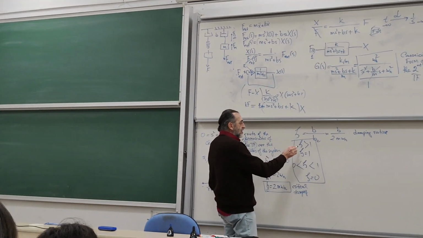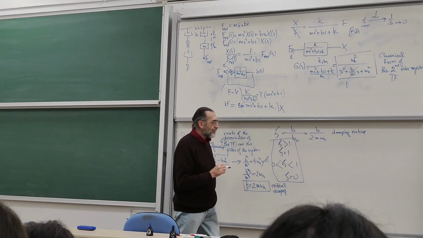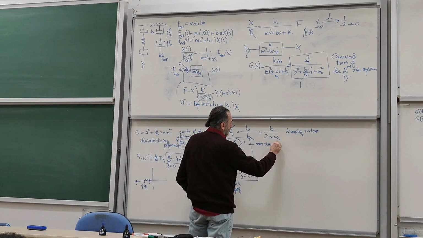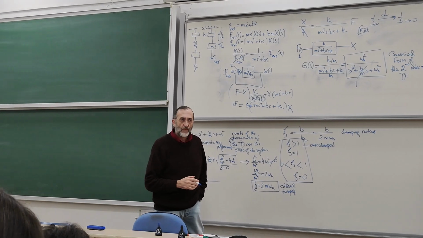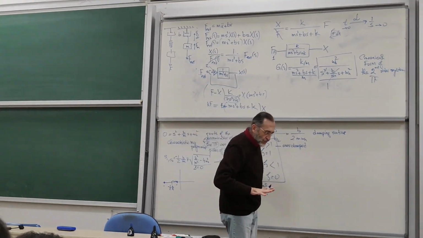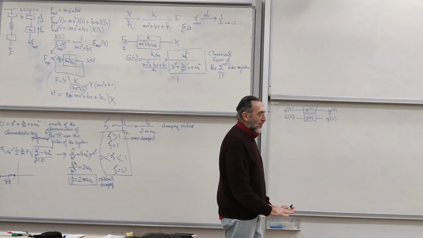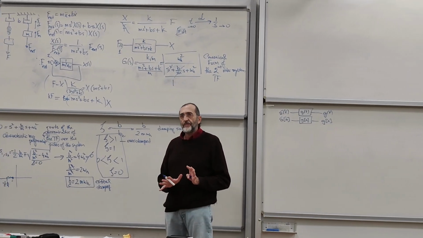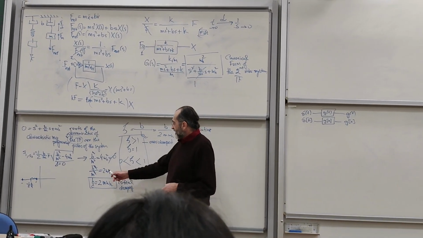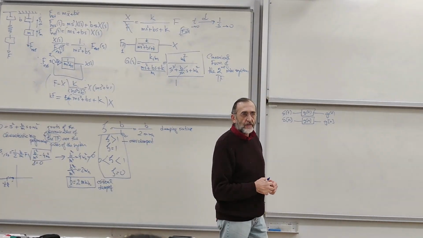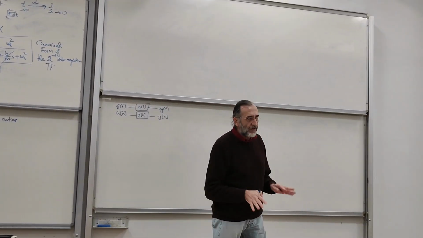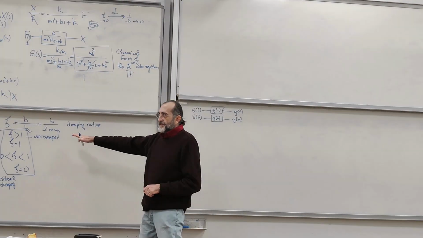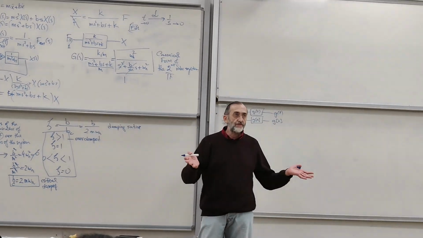And if zeta is over 1, we call it an overdamped system. Damping means to slow down. And what is that B, the damper, slowing down here? It's slowing down the omega n. So what does that mean? It's slowing down the oscillations of the system. So if the system is overdamped, it means that there's no oscillations. The system does not oscillate.